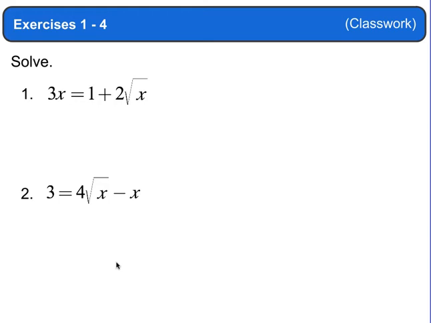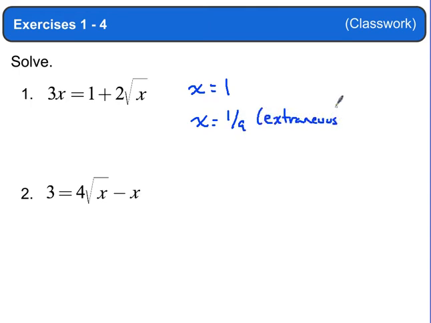Now, if you've done that, I'm going to go ahead and give you the answers. You should already have these solved by now. So for number 1, if you solve these, the only solution is x equals 1. The other x value, equal to 1/9, is extraneous.